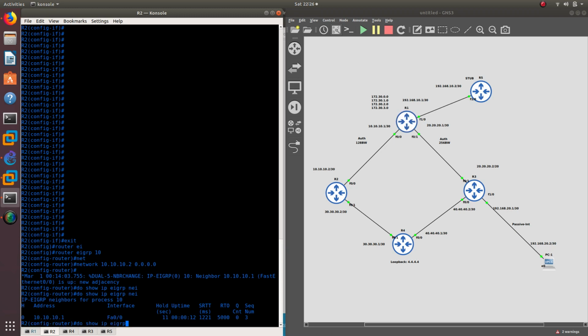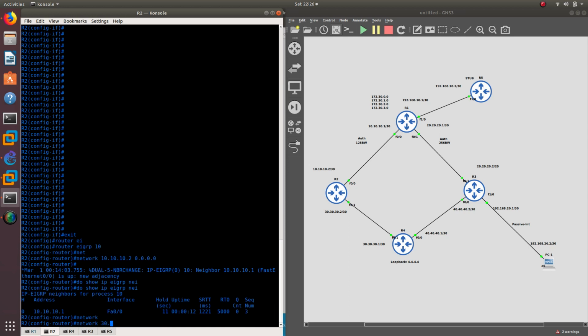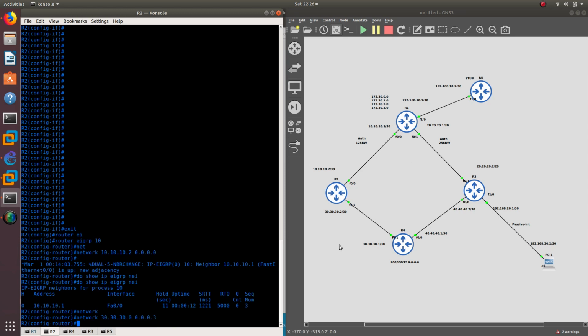Great. Now let's go ahead and add the other network, which is 30.30.30.0. Okay, let's do it again, sorry for that, guys. 30.30.30.0, and then just add the wildcard mask of 3. So we have added both of them, both interfaces.